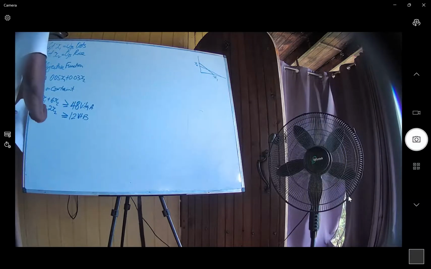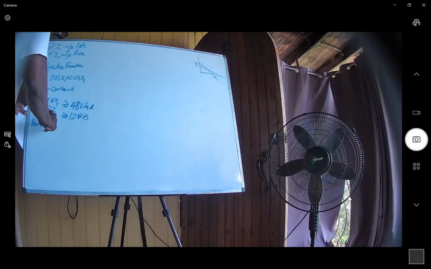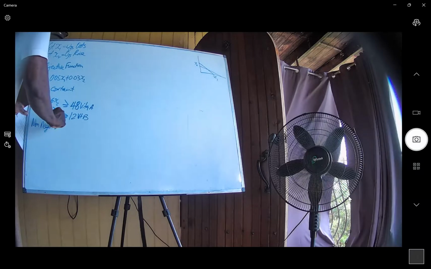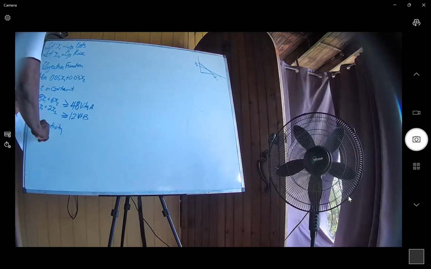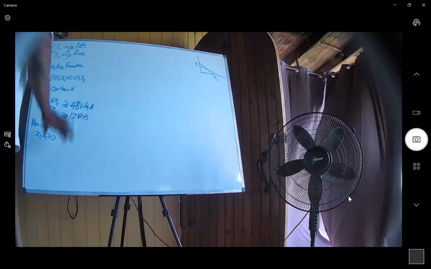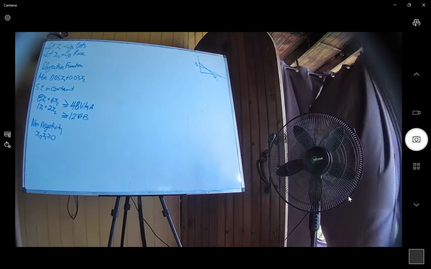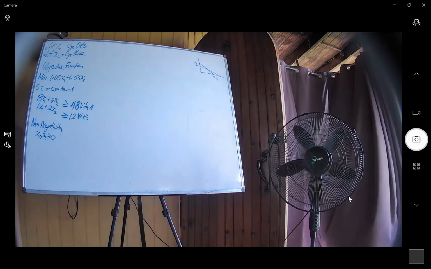8x1 plus 6x2. Okay, and then you have non-negativity, the usual: x1, x2 are greater than or equal to 0. And that is your model. That is your model, guys.